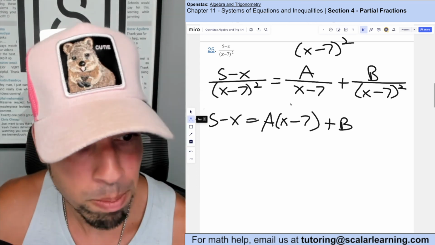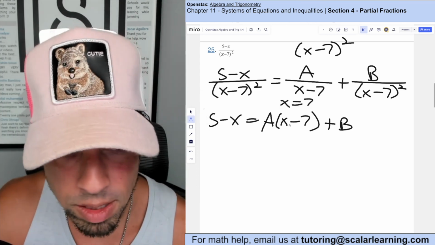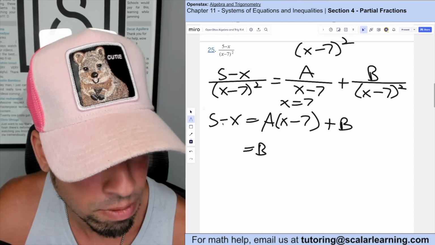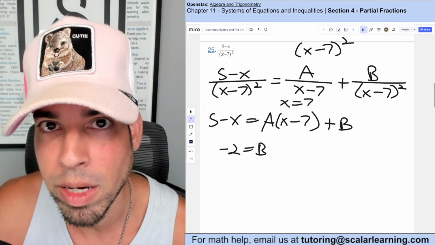Now, first I'm going to solve for B by choosing a nice x value. How about 7? That's going to zero this out. And then we get B is equal to 5 - 7, which is -2. Cool, we got our B value.